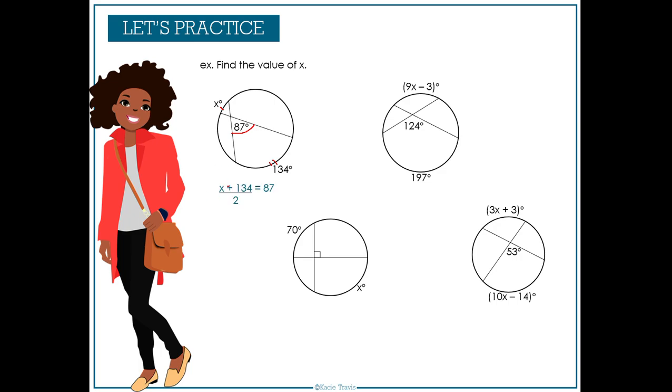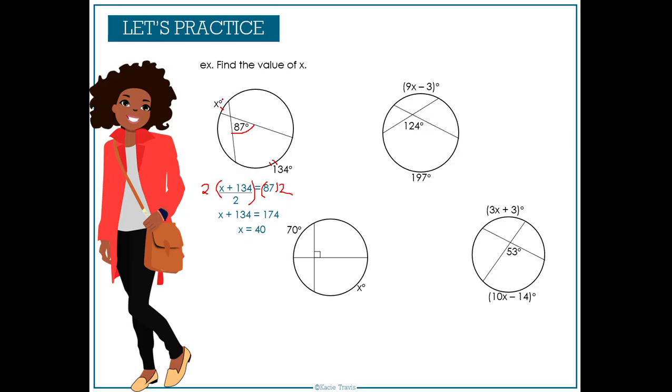So since we don't have what x is, we're going to have to do this in the reverse. Right now, we're dividing by 2 with our x. So that means to undo that, we're going to have to multiply both sides by 2. That ends up giving me x plus 134 is equal to 174. Since I'm adding here, I got to subtract so I can get x by itself. So when I subtract both sides by 134, my x value is 40. So this arc here, it's 40 degrees.